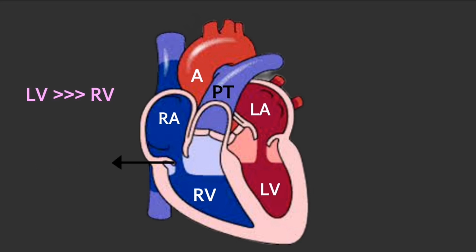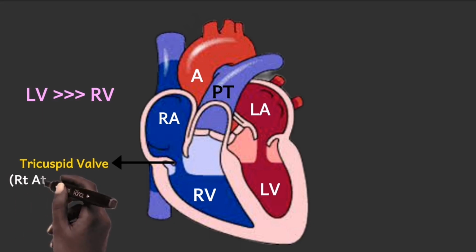And so on the right, we have the tricuspid valve. It is so called because it has 3 leaflets or 3 cusps, and also because it is situated between the right atrium and the right ventricle. It is also called the right atrioventricular valve.